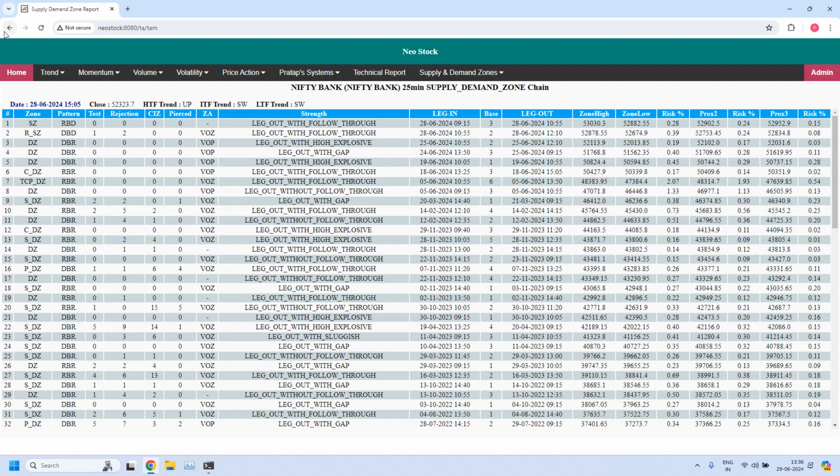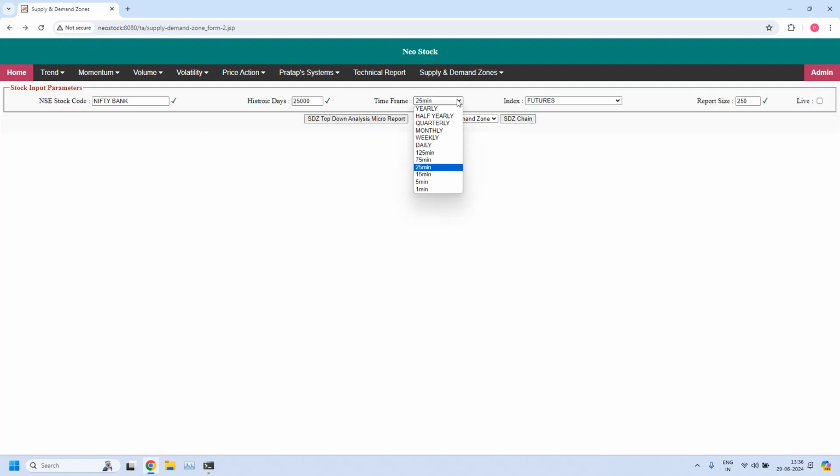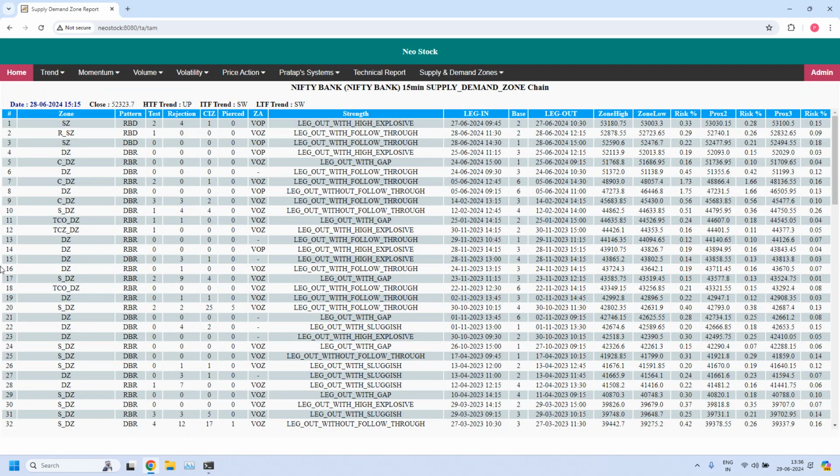And the next report is a 15 minutes time frame. I am generating a 15 minute supply demand zone chain for Bank Nifty. So here also we have a high liquidity zone on 28th. So on 28th, three supply zones are created. In that, the second one is a high liquidity zone. Trend is sideways, 15 minutes trend.